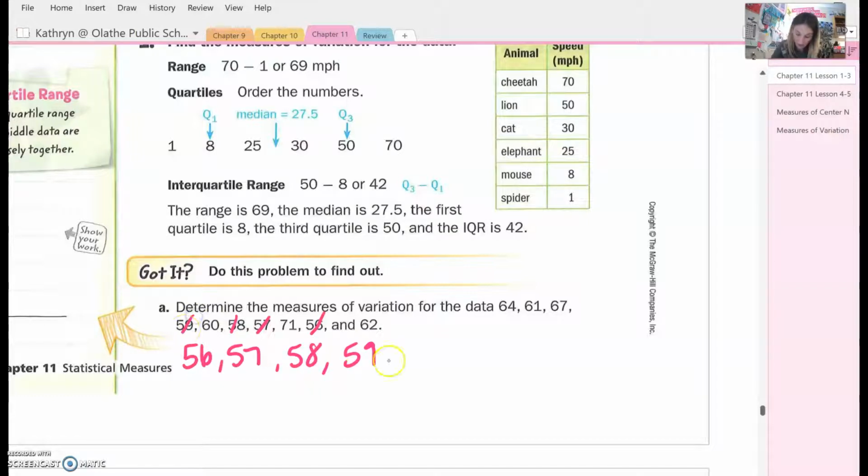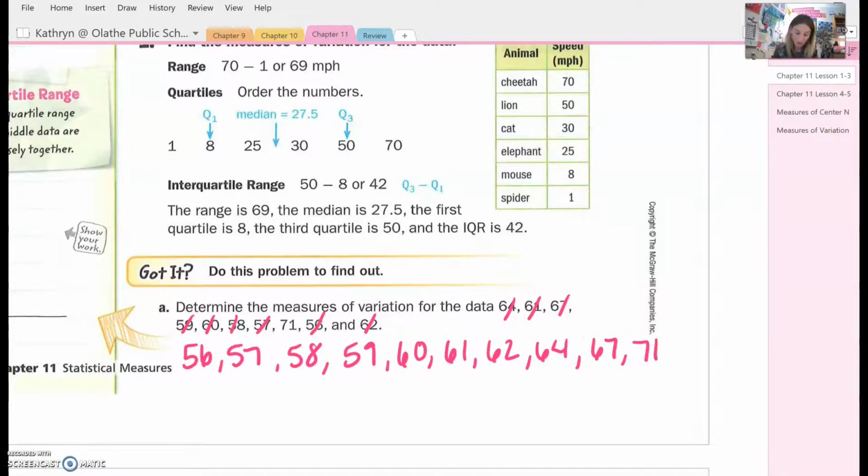59, cross it off. You are doing exactly what I'm doing. 60, 61, cross it off. 62, cross it off. 64, cross it off. And 67, cross it off. And 71. So first thing I always do is I have to list my data in order from least to greatest. First and foremost, okay?